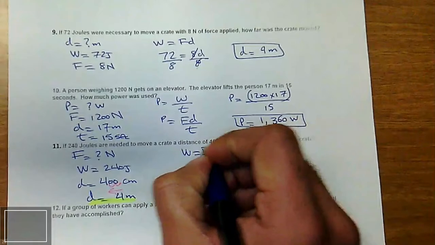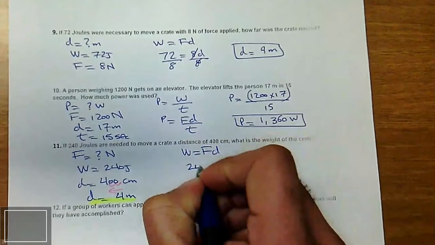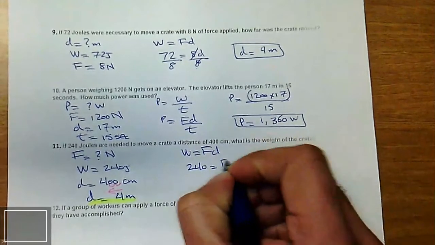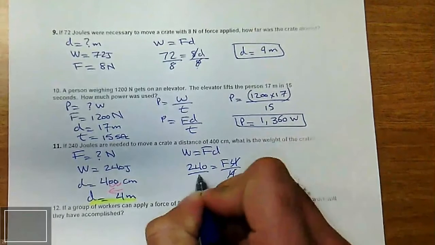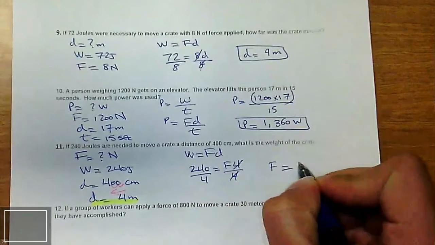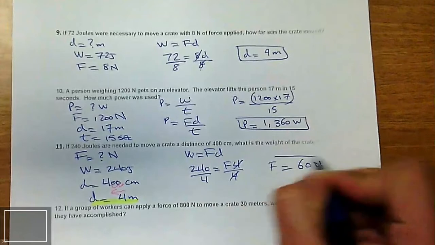So W is equal to FD. We've got 240 for our work. Our force is unknown, and our distance was 4 meters. So we're going to go ahead and divide by 4 on both sides, and we get our force as 60 newtons.